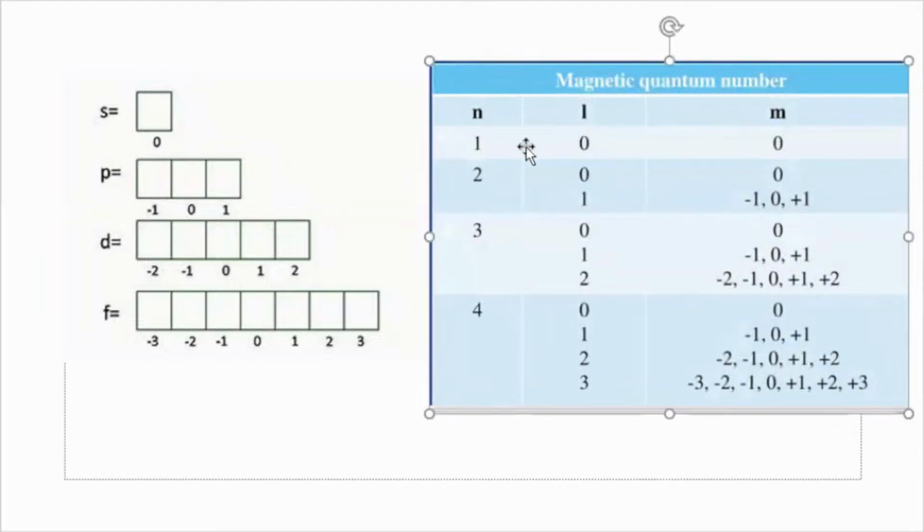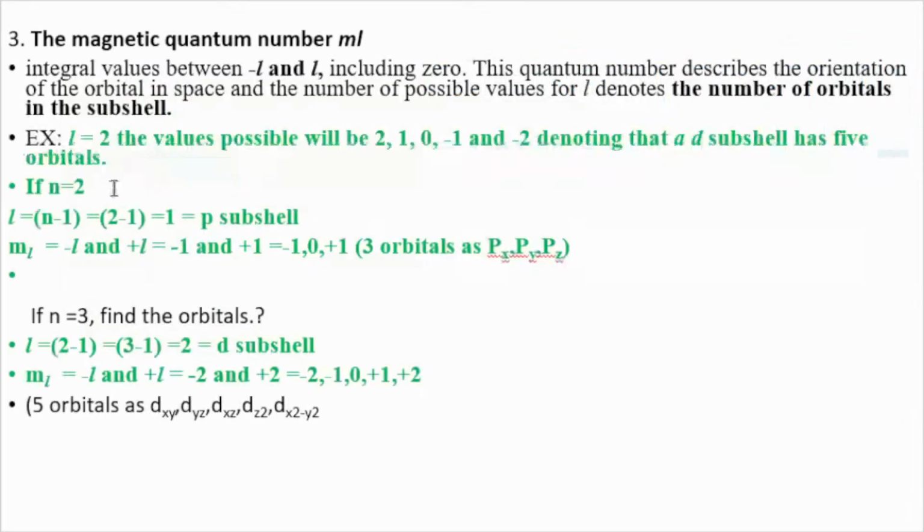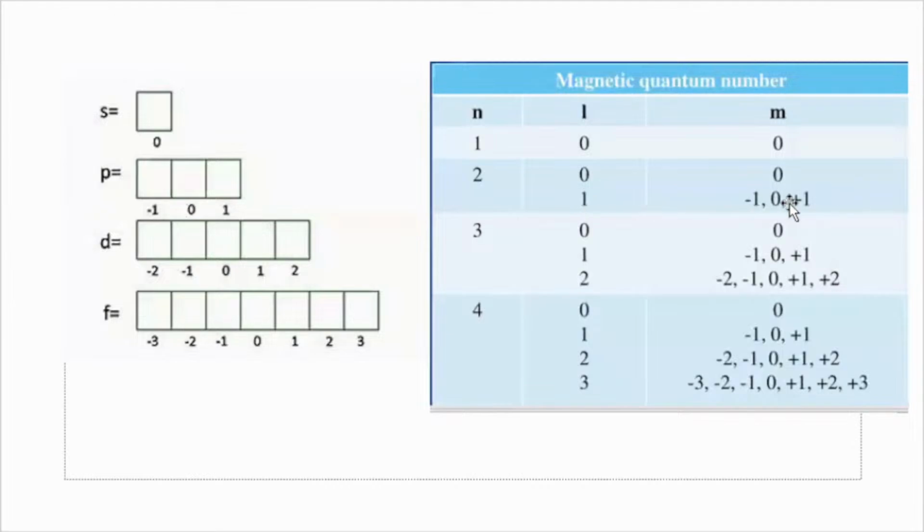Now can you see the blue color number? If n is 1, it only has one shape. That means 0 means S. Only the S orbital is present. Then if n is 2, you got the magnetic quantum number is 1. That means it has 3 orbitals.